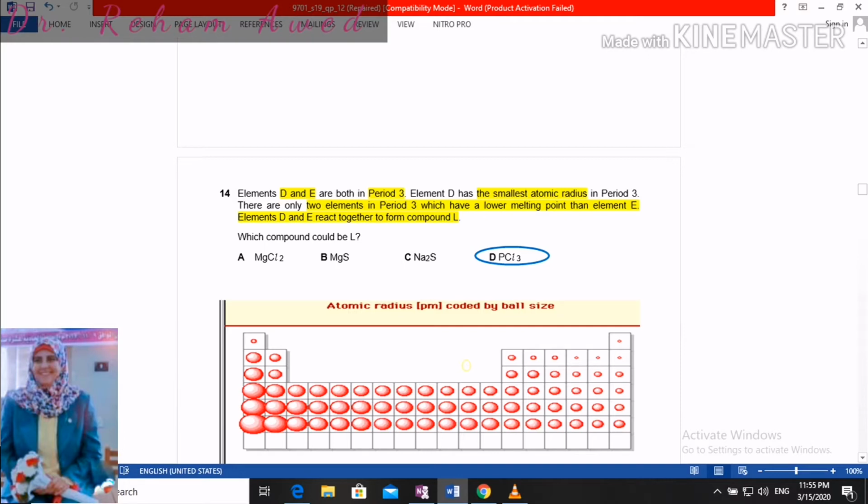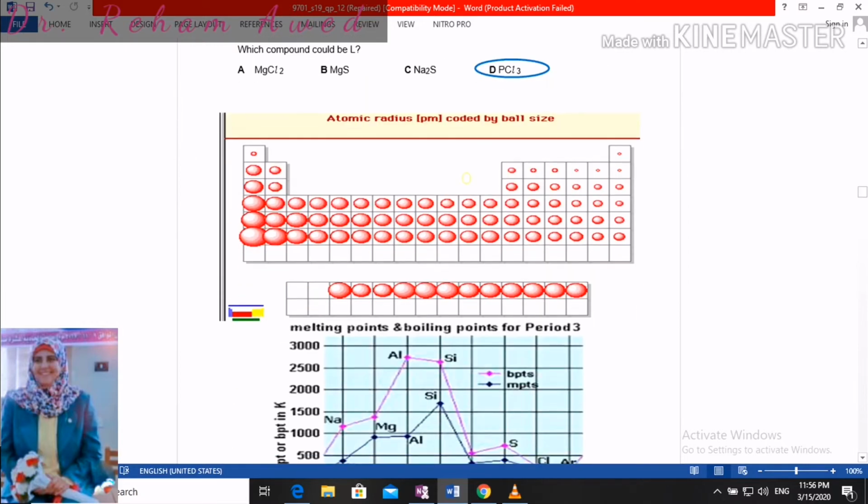There are only two elements in period 3 which have a lower melting point than element E. Element D and element E react together to form compound L. Of course, we are sure that we are talking about element chlorine. The second element: we have only two elements with lower melting point. So we must cancel magnesium chloride and take phosphorus chloride.